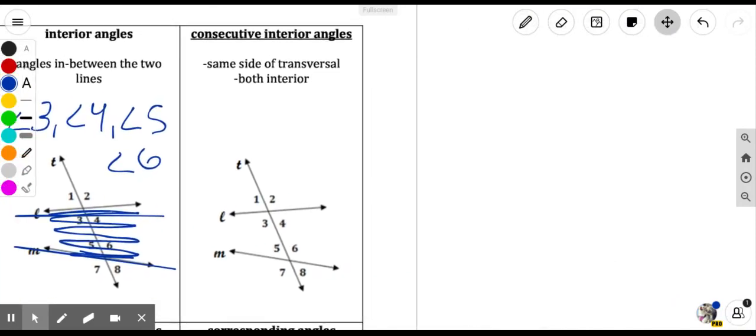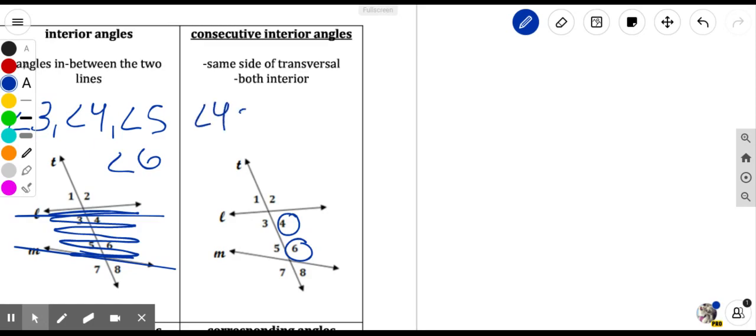So here's our first one: consecutive interior angles. You may have learned these as same side interior. We don't call them that. The proper name is consecutive interior. They're sometimes referred to as same side interior because they're on the same side of the transversal, and they're also both on the inside. So like if you had 3, I don't know why I said 3 and circled 4. I meant 4. Oh boy, 4 and 6.